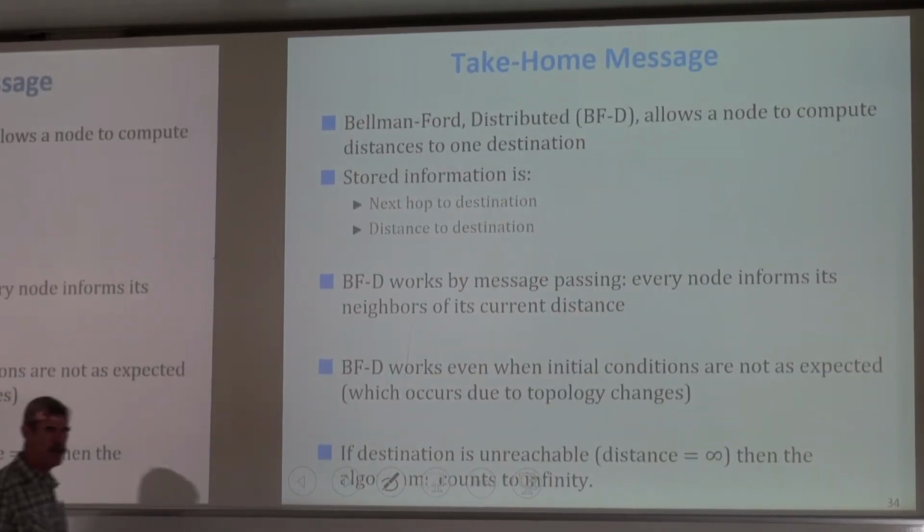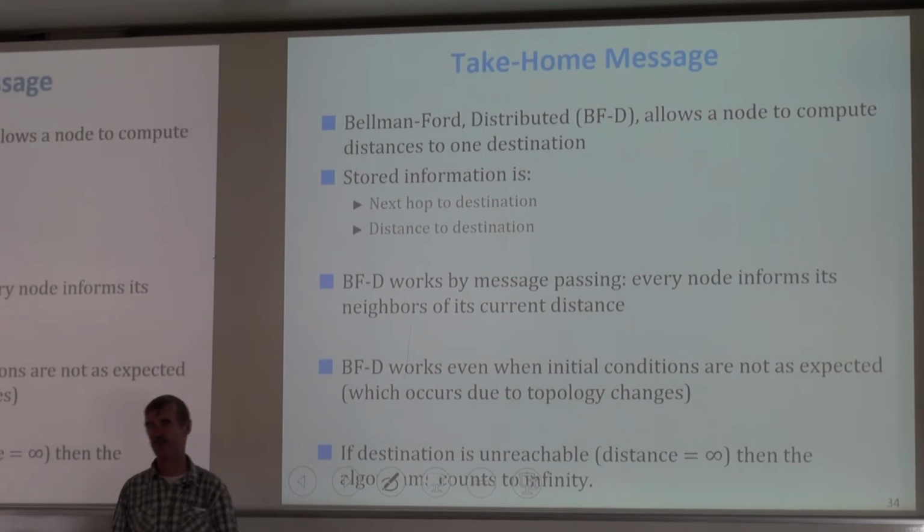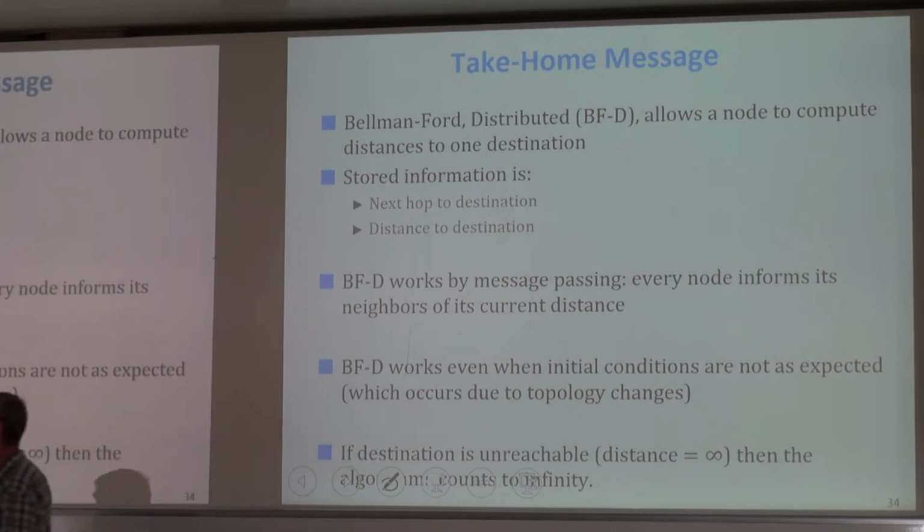Voilà, that's about the theory. We'll see the practice in a few more minutes, but if we summarize everything we've seen, Bellman FD distributed allows a node to compute distances to one destination by storing only the next hop to the destination and the distance to destination. It works by message passing. Every node informs its neighbors of its current distances only. If we have only one destination, every node informs of a single distance.